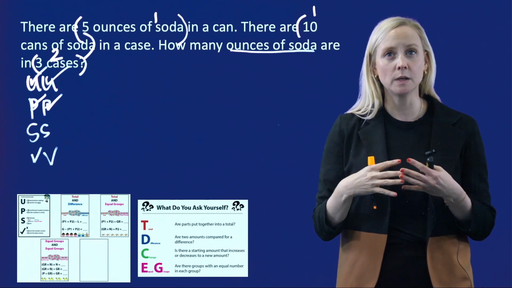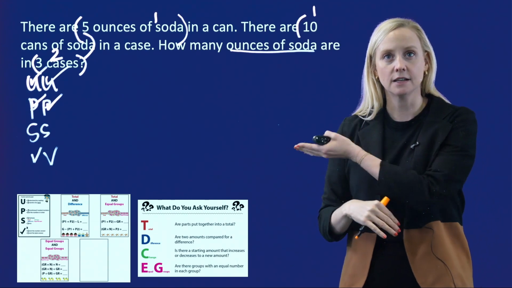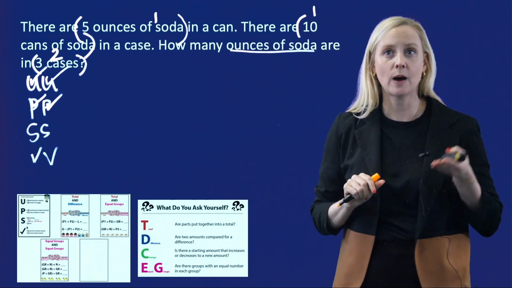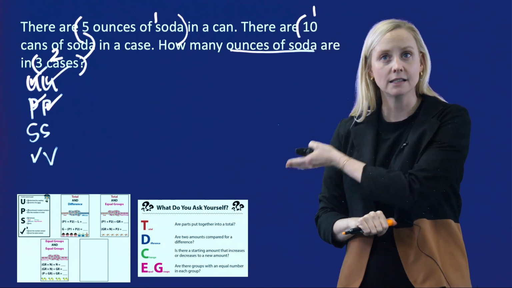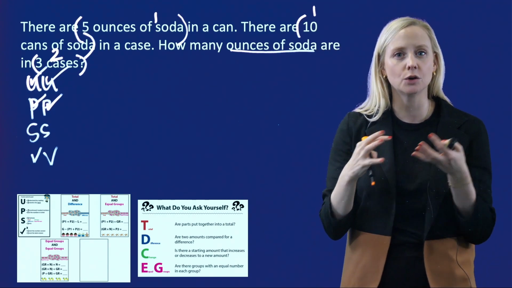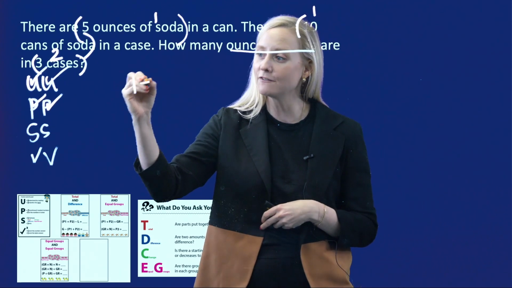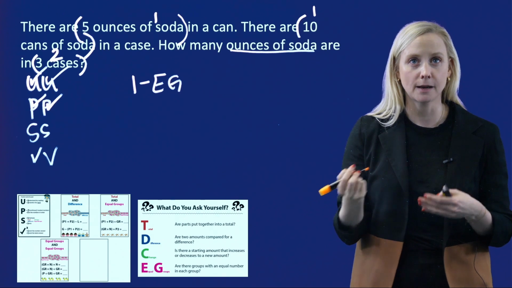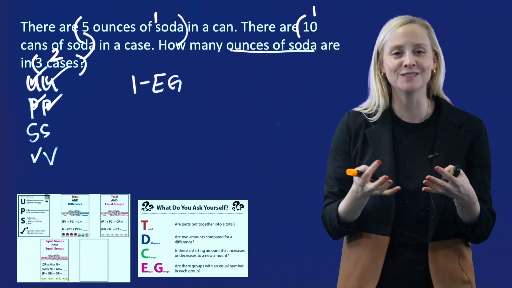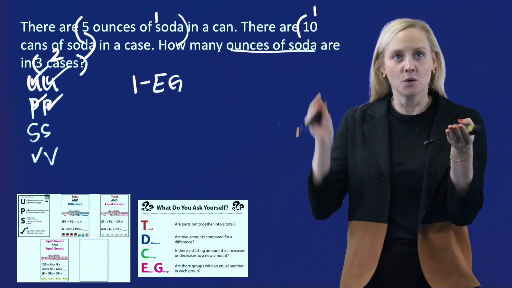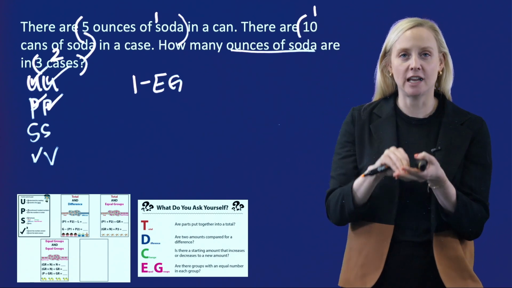We said first we know that there are 10 cans of soda, and we know there are 5 ounces in each can. So I have groups, which are my 10 cans of soda, and I have my number in each group, which is the ounces of soda in each can. So I know my first step is going to be equal groups here with a missing product. I'm trying to figure out how many ounces of soda are in 10 cans. We have the 10 cans of soda and 5 ounces in each can.